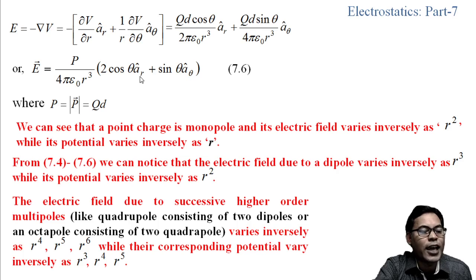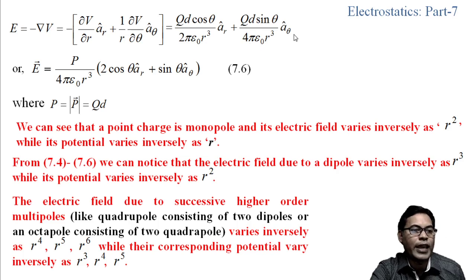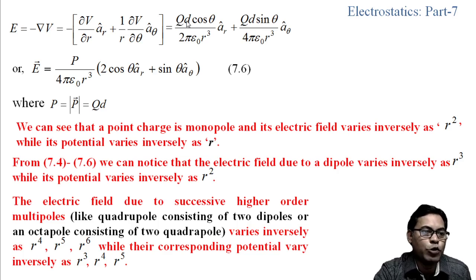Similarly, if we take the derivative of V with respect to θ, then we will get the expression Q d sin θ by 4π ε₀ r³ a_θ. Now taking common this Q d by 4π ε₀, so E, vector E, actually this one is the vector E. So E equals to P.